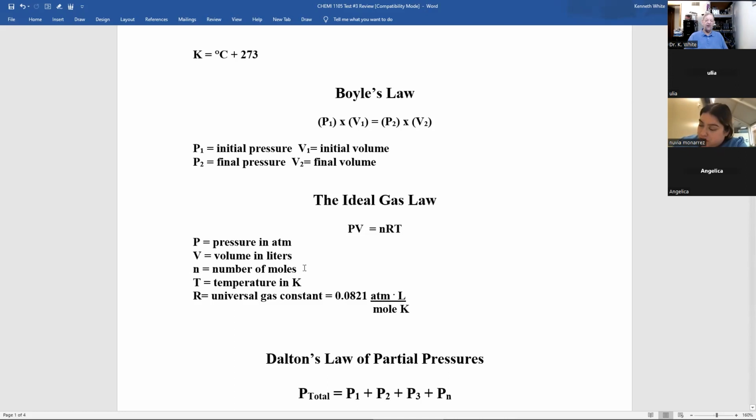n is number of moles, but you've got to go from grams to moles. We've done that. T is temperature in Kelvin. Use this formula to go from degrees C to Kelvin. And R is the universal gas law constant given right here. By the way, R is 3 significant figures.